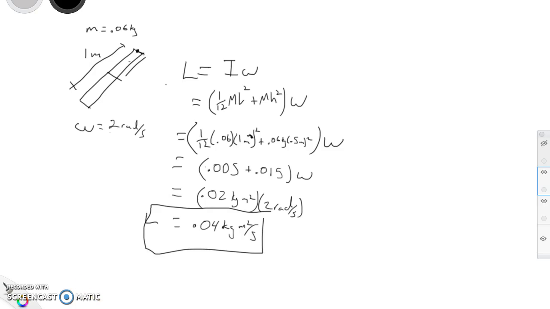Okay, one more example we're going to do, just to show how we could put all these pieces together, and then we'll move on to the last topic.